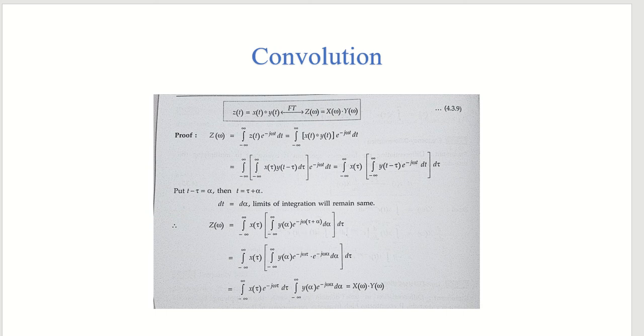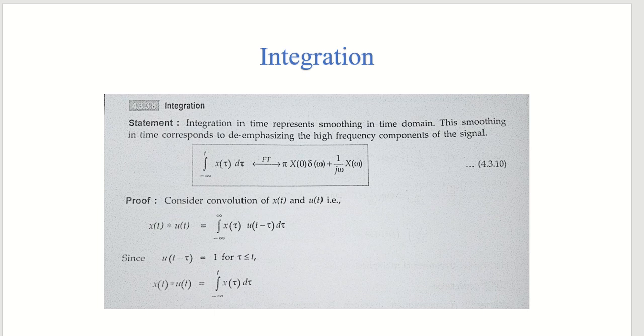The next one is the integration property, which is a little more complex than how we usually see integration. So let's see what it has to say. It says the integration in time represents smoothing in the time domain, and this smoothing in time corresponds to de-emphasizing the frequency components of my signal. Now how will it de-emphasize the high frequency components of the signal?